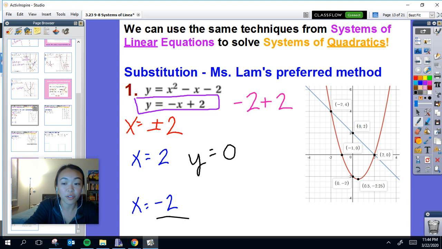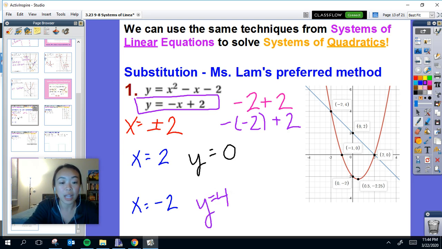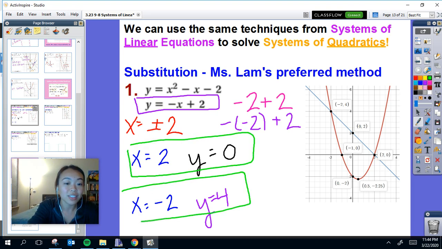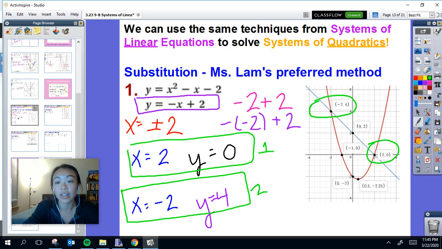Let's do the same, but for negative 2. For this one, I will do negative 2 plus 2. Negative negative 2 is positive 2, plus 2 is 4. So when x equals negative 2, y equals 4. These are both my answers. And you'll see the first one right here is down here, 2, 0. And then the second answer right here, you see, we've already figured it out on Desmos, is the top answer. So that's how you do it via substitution.